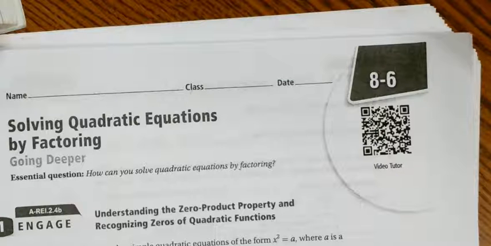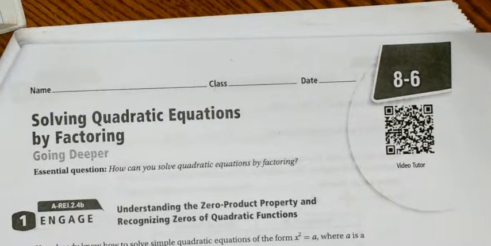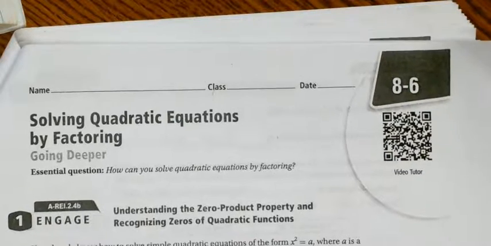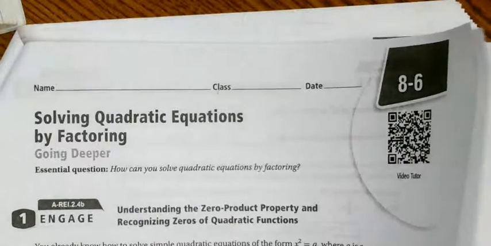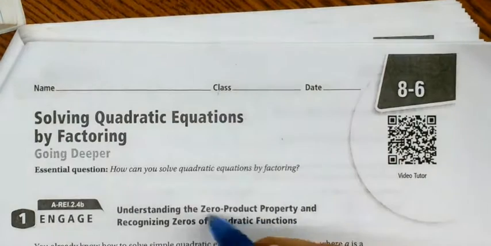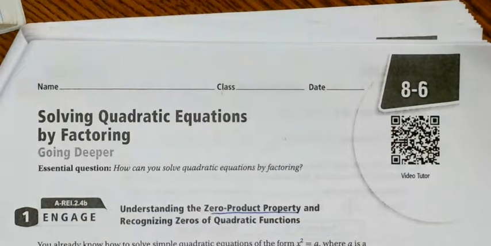Today's lesson is 8-6, Solving Quadratic Equations by Factoring. Alright guys, so we're going to be using the zero product property. And the zero product property basically just means that we need to factor and then set our factors equal to 0 to solve. So I'm going to flip forward to the next page just to get an example problem.